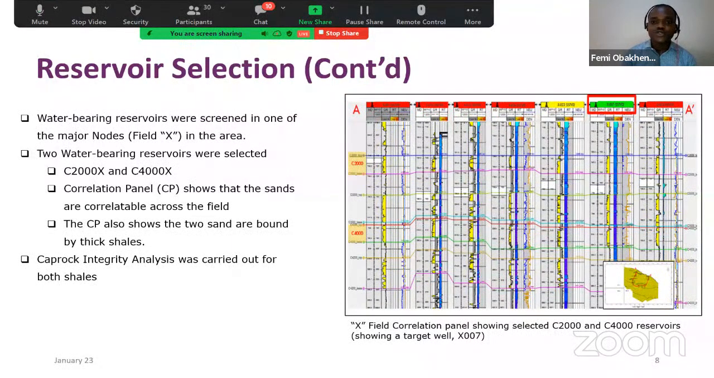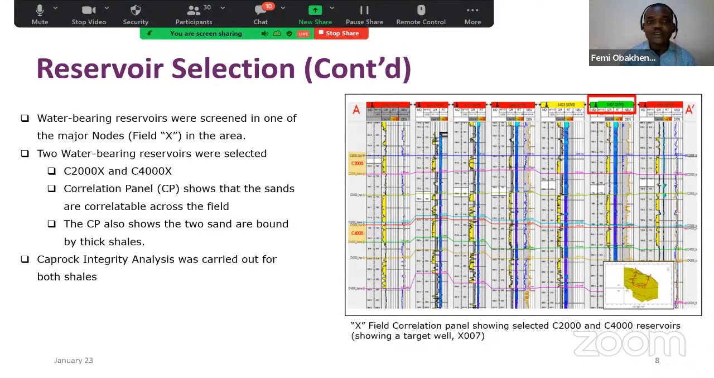Now, the next thing you do is you have to integrate this, like what you see in the next figure, a correlation panel that shows a stack of these reservoirs, and then you can demonstrate whether there is a bounding shale top and bottom of your selected reservoir.